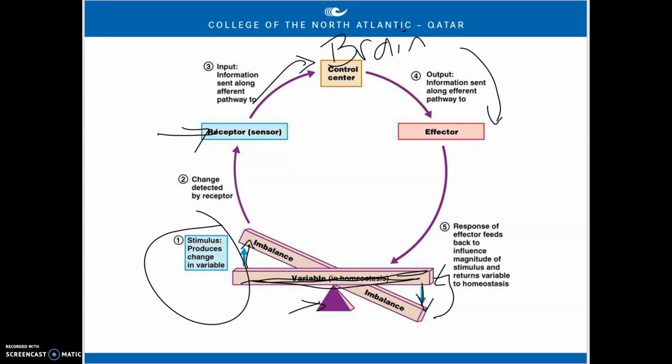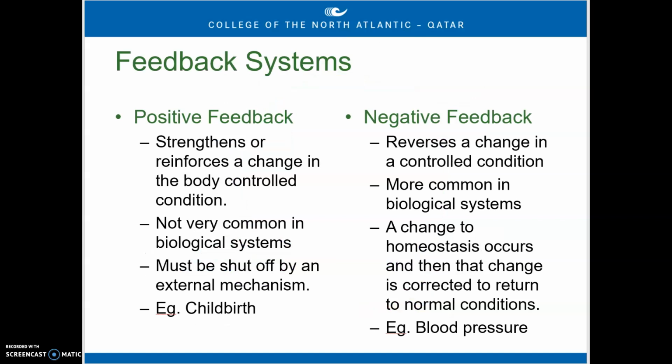Now, we can be a little bit more specific. We can have different types of feedback loops. We can have positive feedback loops. And in this case, when we get a stimulus, the reaction that the body has is to increase or reinforce that change. Now, this isn't something that happens very commonly. We don't see this very often in biological systems. Generally, we see the negative feedback. That's more common. But an example of a positive feedback situation is childbirth, for example.